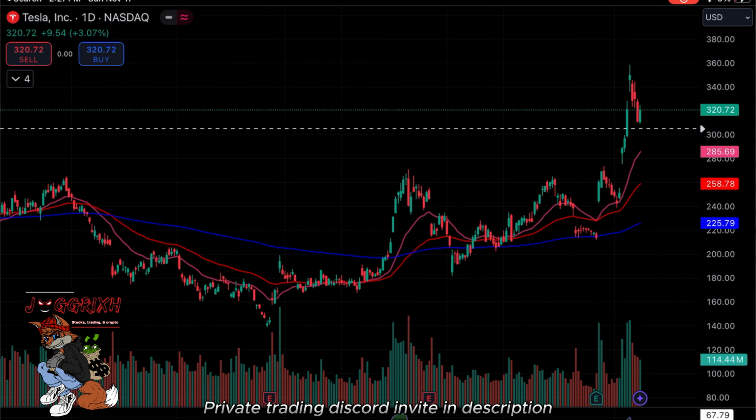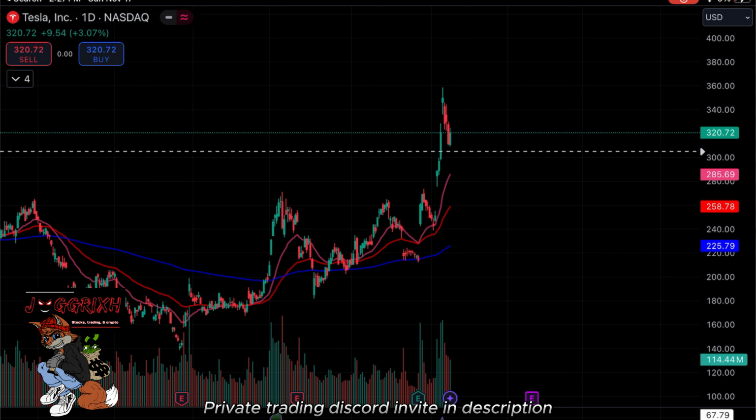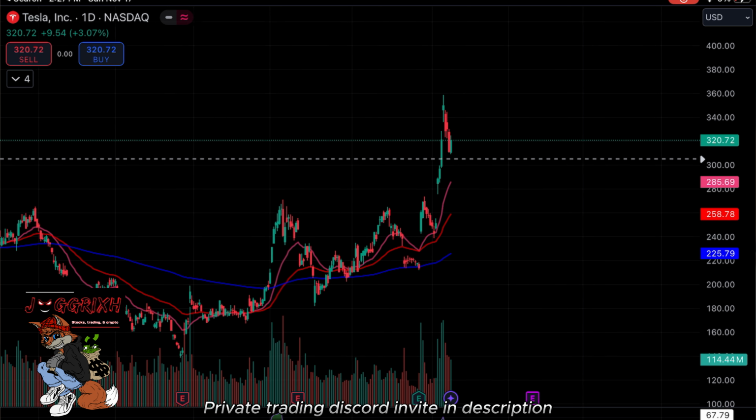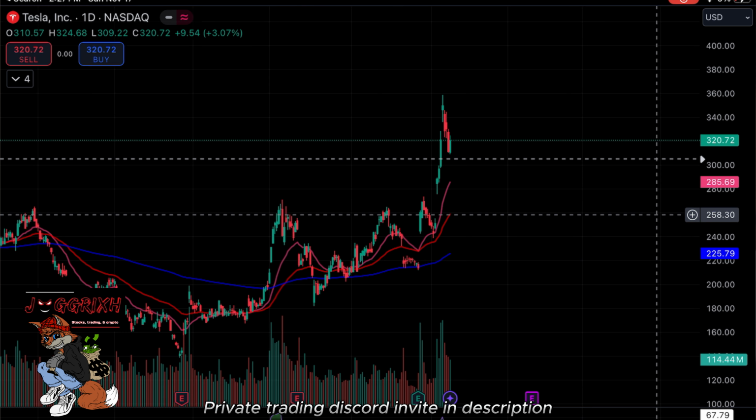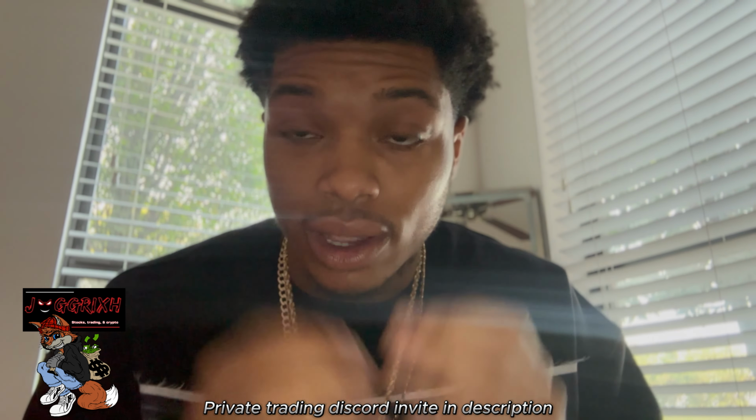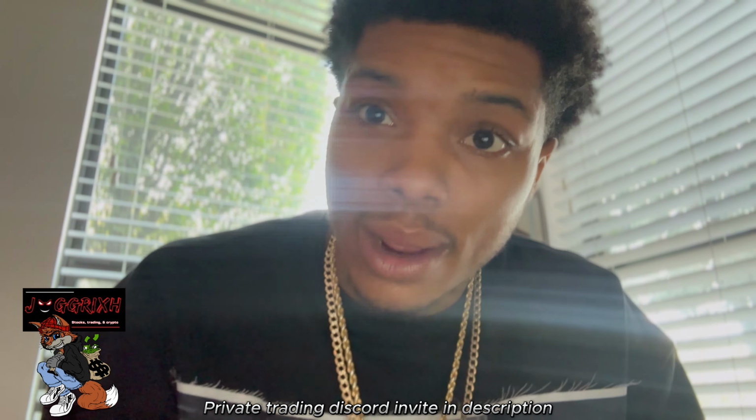Like I said, I will start averaging in at 300. I feel like 280 is probably the next floor, or when it comes down to fill this gap at 250, that's probably the lowest it's going. So if it comes down and retests there, please get long call options and thank me later.